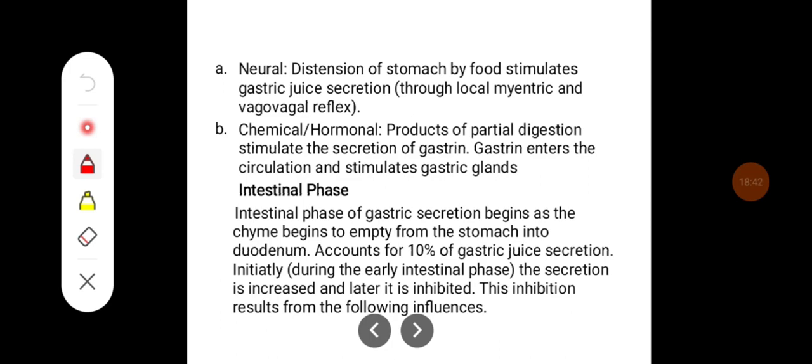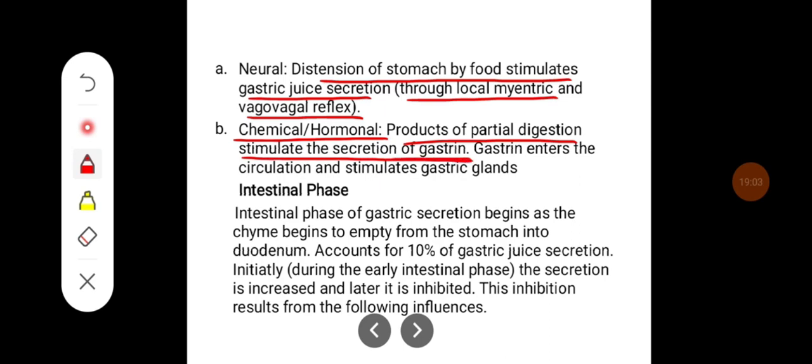The neural mechanism is mediated by the distension of the stomach by food, which stimulates gastric juice secretion. This can occur through the local myenteric and vagovagal reflexes. Then chemical or hormonal control, where products of partial digestion stimulate the secretion of gastrin. Gastrin enters the circulation and stimulates the gastric glands.